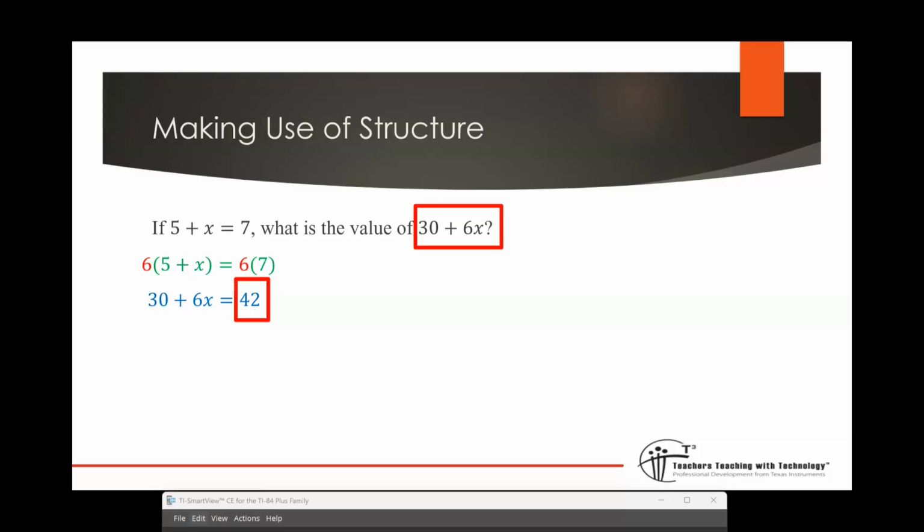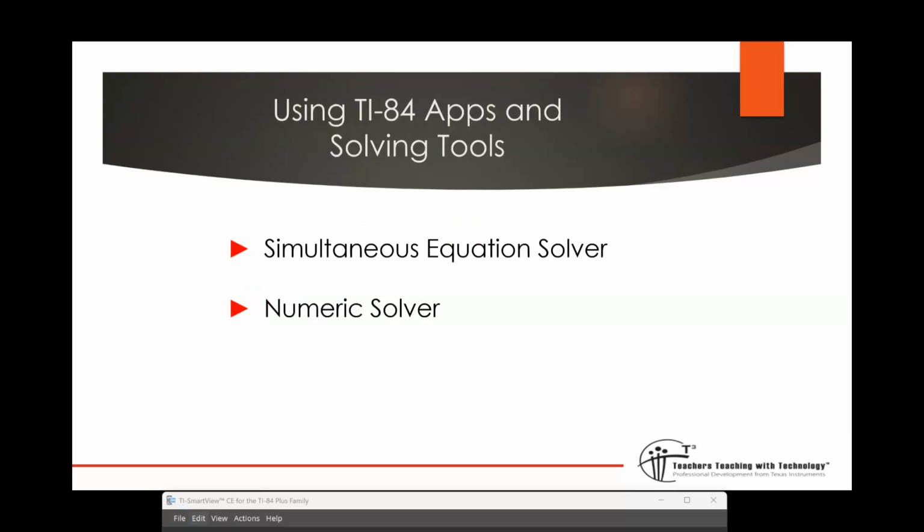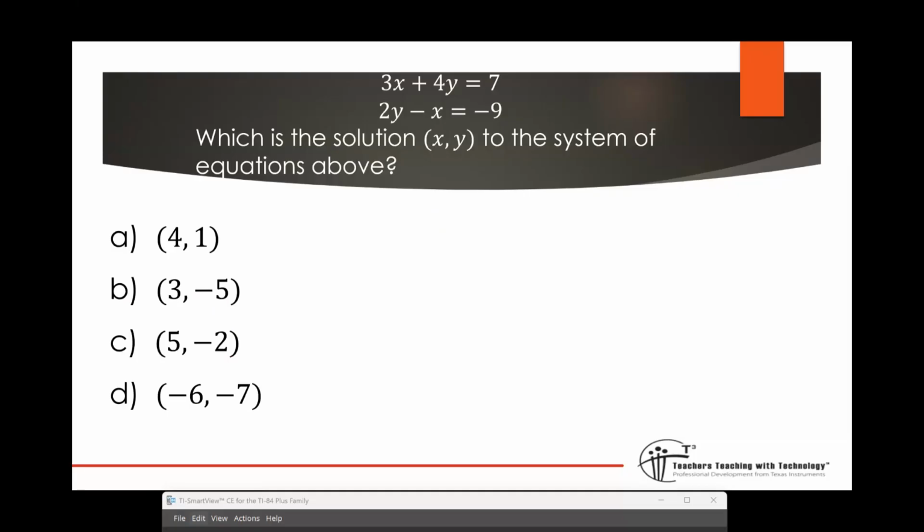Well, now I think we've got some tools, right? We've got some technology here to go. And these are a couple of tools that I wasn't so familiar with until I started digging into the SAT a little bit more. So I think they could be really helpful for folks. We'll look at the simultaneous equation solver and then something called the numeric solver. Right. So here's that question that we saw earlier, right?